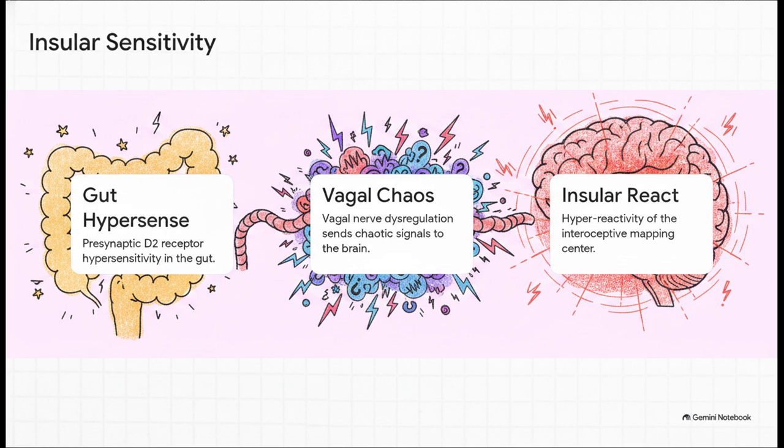This peripheral error combines in step 2 with vagal nerve dysregulation, sending completely chaotic, amplified signals straight up to the brain. Finally, in step 3, we see specific interoceptive mapping errors. The insular cortex, which, remember, is the brain's main interoceptive mapping center for internal body sensations, becomes severely hyperreactive. The brain literally feels the normal, everyday digestion process as a painful emergency.